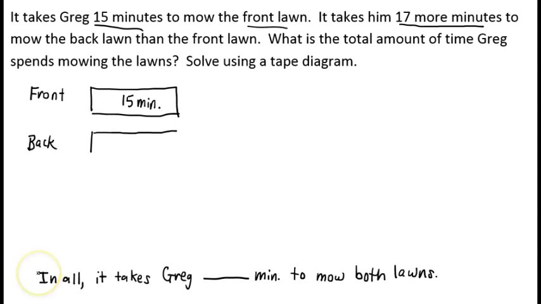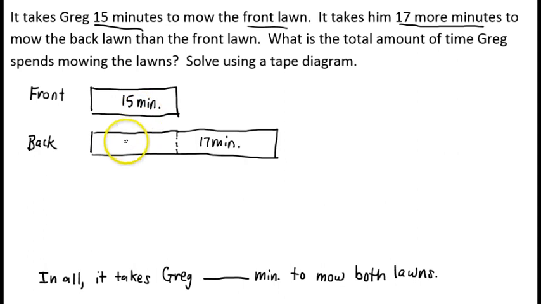Now if they were the same amount of time, the tapes would be the same. But the back lawn takes 17 more minutes. So I'm going to extend that tape, and I'll show that extra amount as being 17 minutes. So you can see how the back lawn takes 17 minutes more than the front lawn. And again, if the two were the same, they would both take 15 minutes. Now, in order to figure out the answer to my final question, I would have to combine both of these. Now, let's figure out the back lawn total before we do that.